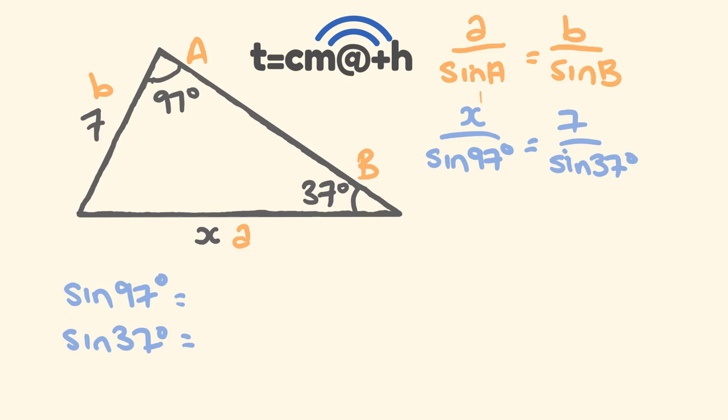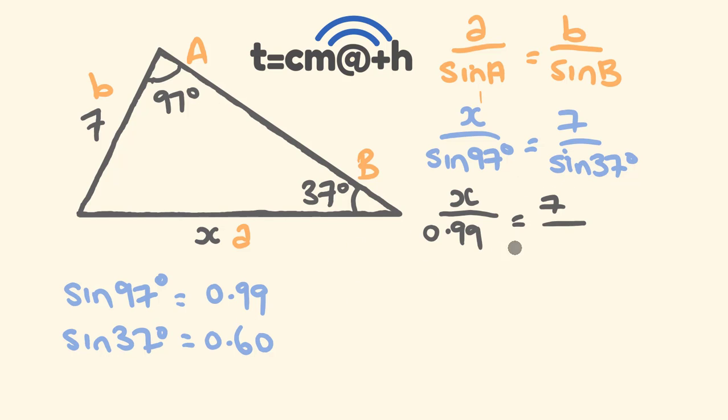The sine of 97 degrees is equal to 0.99. The sine of 37 degrees is equal to 0.60. So now we can substitute these into our equation here. We're going to end up with x over the sine of 97 degrees, which is 0.99, equal to 7 over the sine of 37 degrees, which is 0.60.